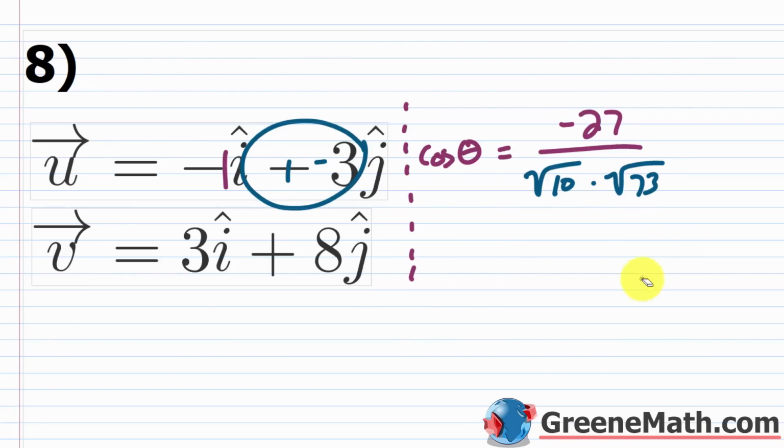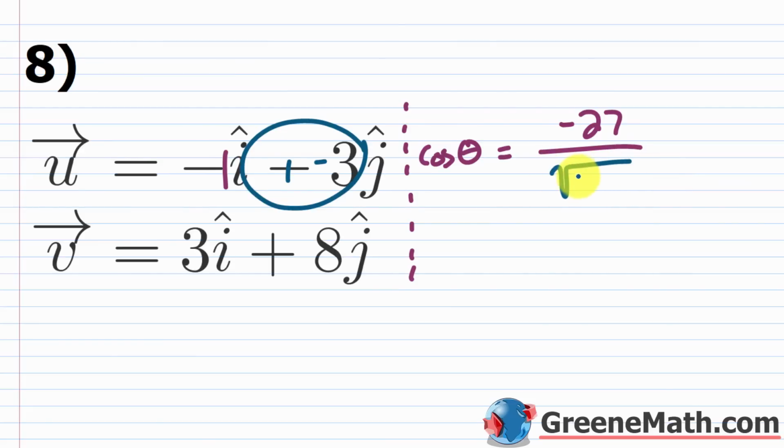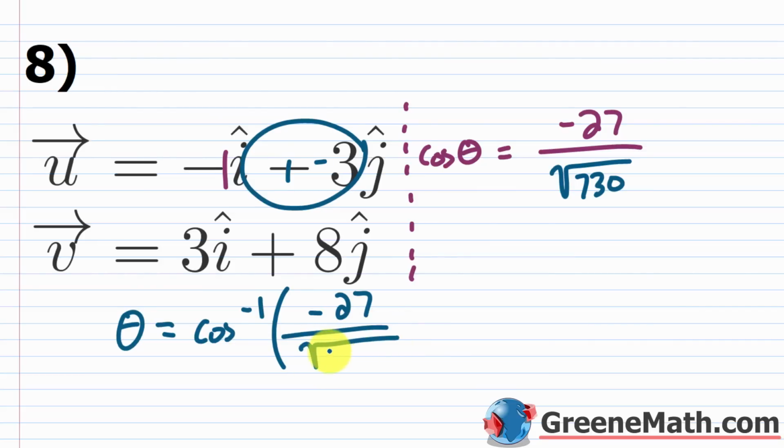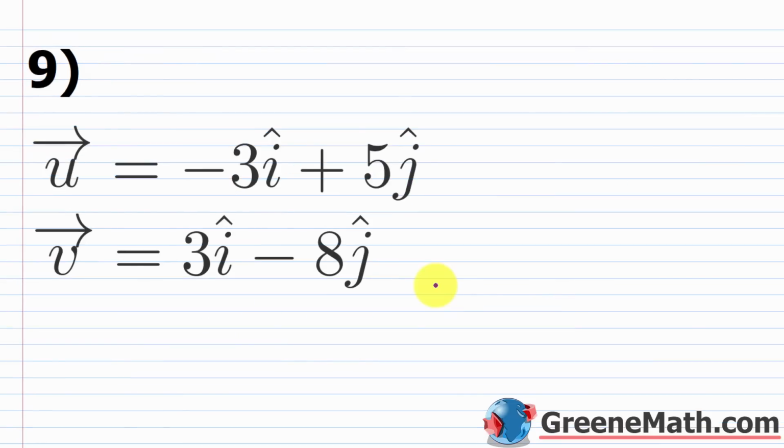Okay, and let's think about this. So you could punch this into your calculator again as is, or you could multiply first. So you could say this is the square root of 730. And so let's go ahead and say that theta is equal to the inverse cosine of -27 over the square root of 730. So this is approximately 177.88 degrees, if I round to the nearest hundredth. So the angle between my two vectors u and v is going to be about 177.88 degrees. All right, let's take a look at problem number 9.